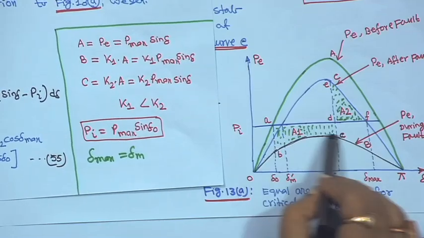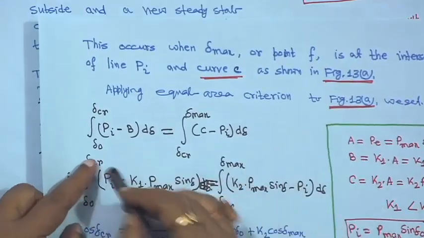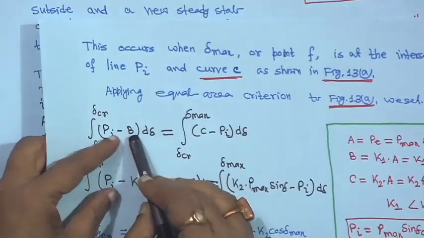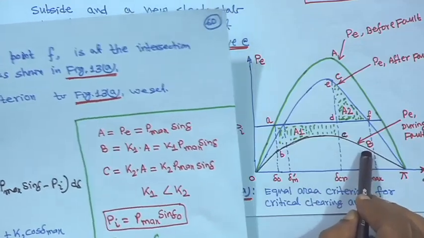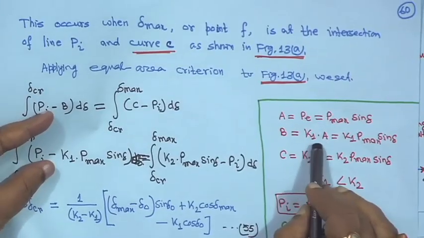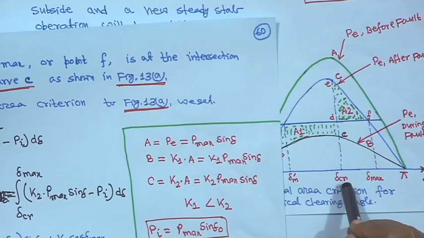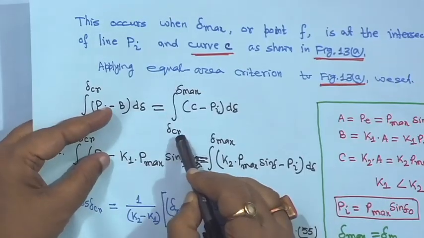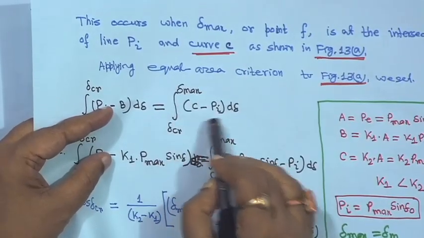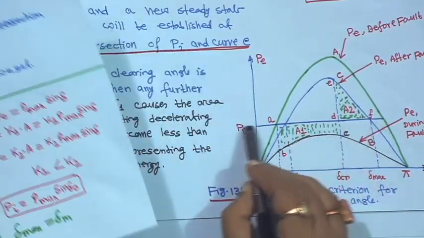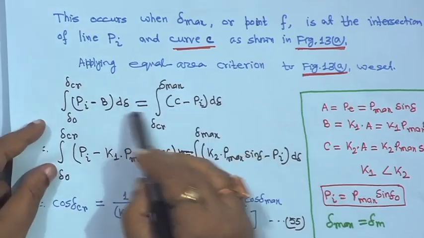Now area A1 equal to A2 means you take delta 0 to delta CR, because this is area 1, and you integrate. So integrate delta 0 to delta CR, Pi minus the curve B, and B is equal to K1 into A, that is K1 P max sin delta, is equal to this area A2, that is the integration from delta CR to delta max of C minus Pi, the curve C minus this line Pi, d delta.